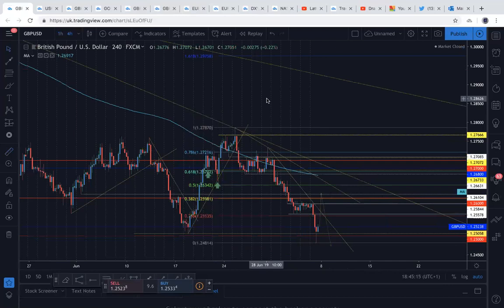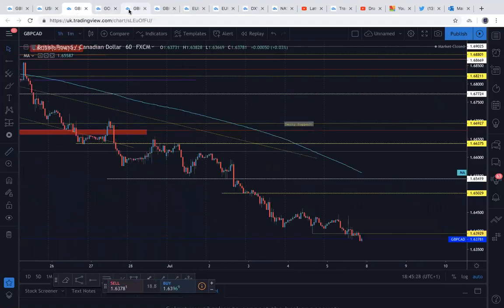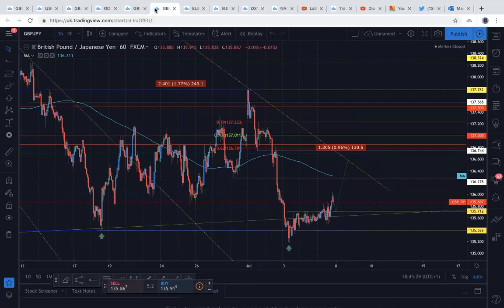if the dollar continues to go down, or if the dollar continues to go up, or we get loads of GBP data or even more Brexit headlines. So that's pretty much it. We've got GJ as well, actually. Very GBP orientated this week.